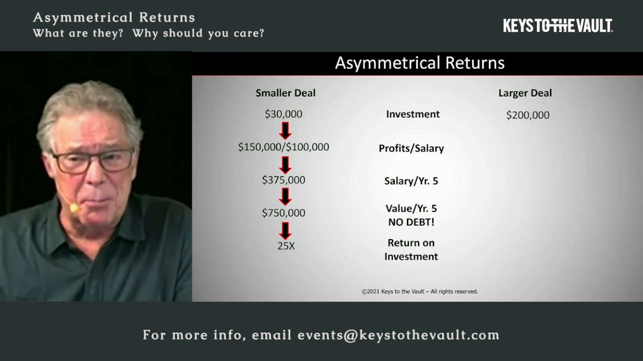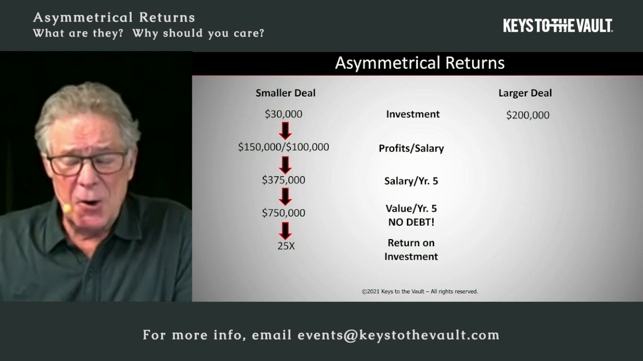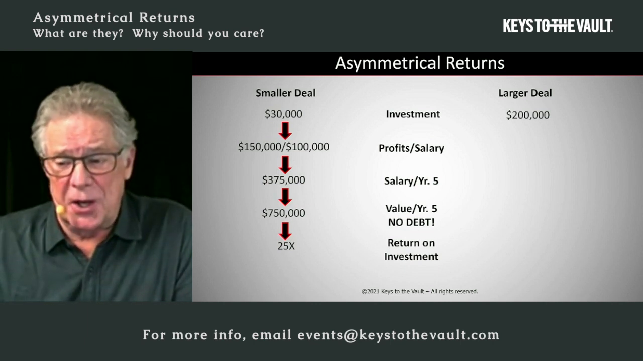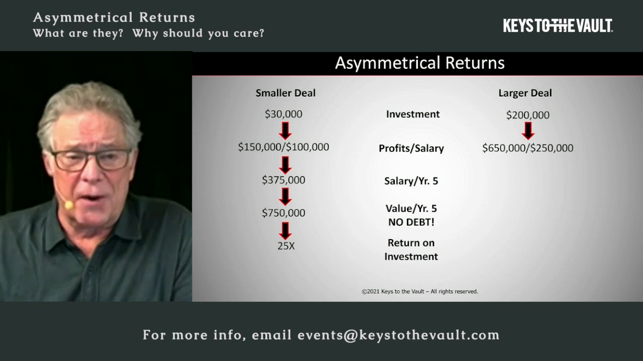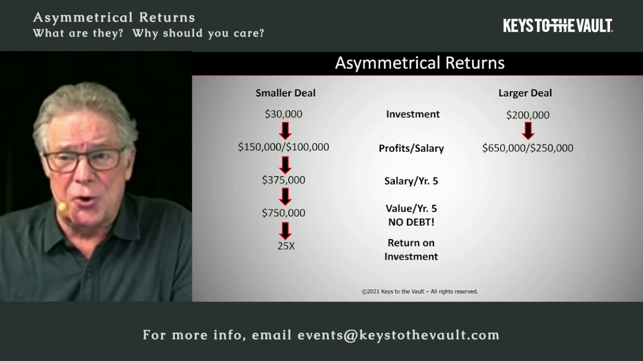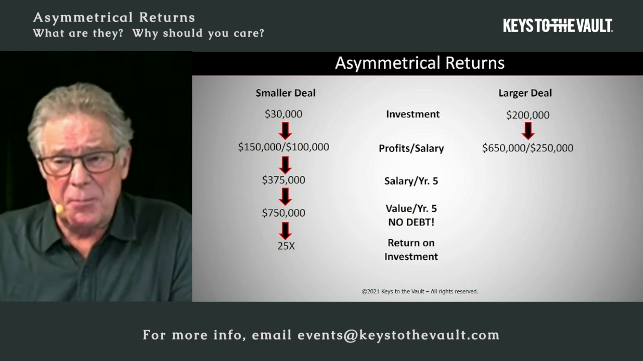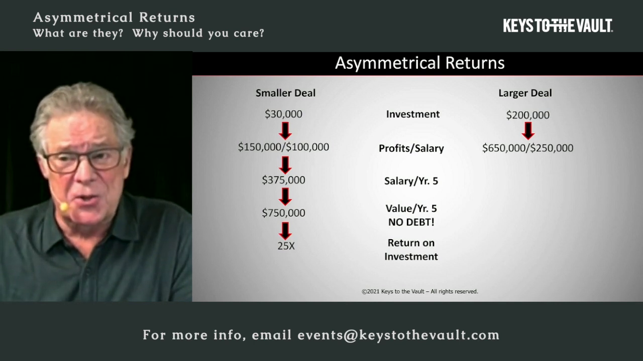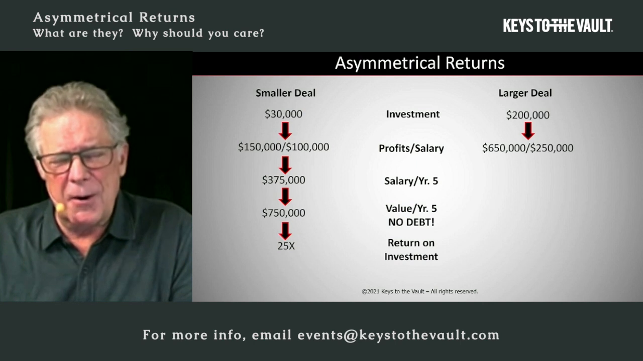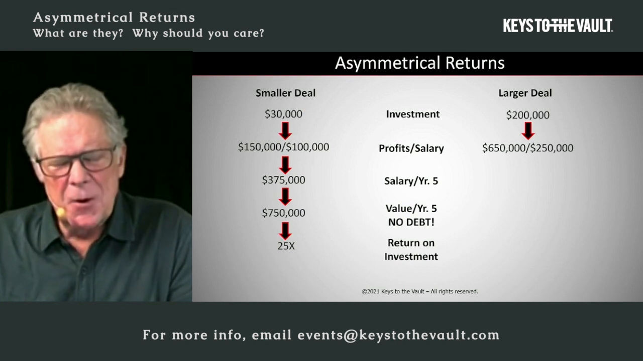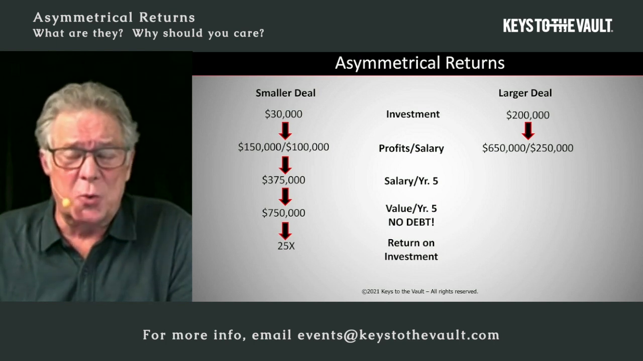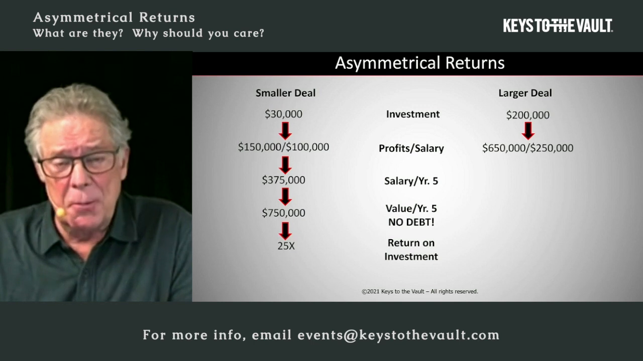Let's look at an example for a larger business. If you had $200,000 that you were prepared to invest, then that could equate into profits. You're buying profits of $650,000, of which about $250,000 would be your salary, and the balance would be used to pay off the debt. If you did that, you'd be out of debt in about 3 years.